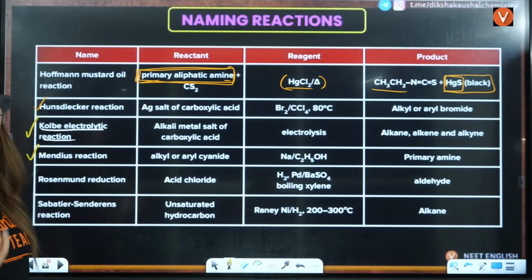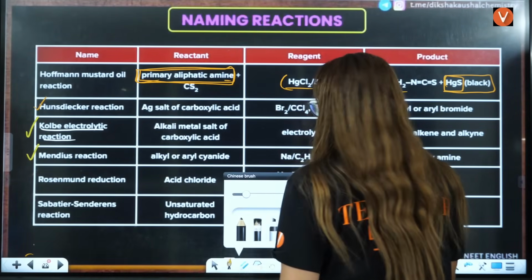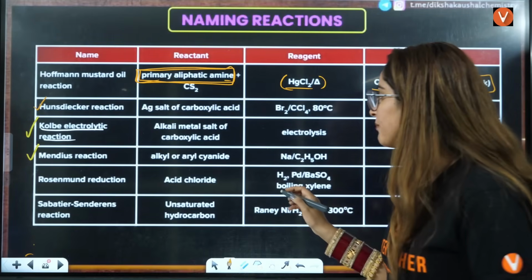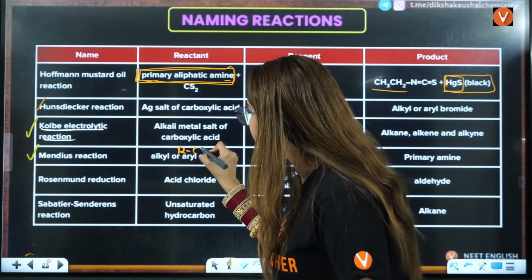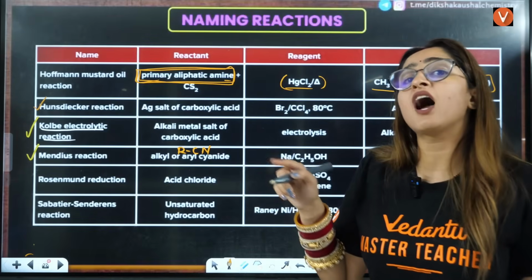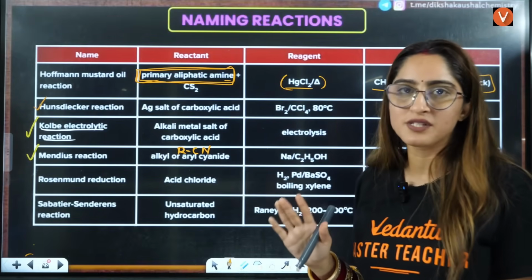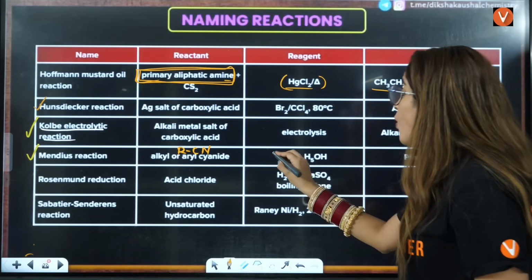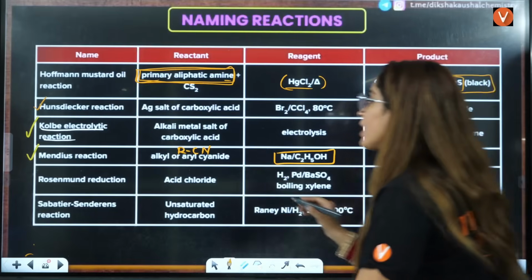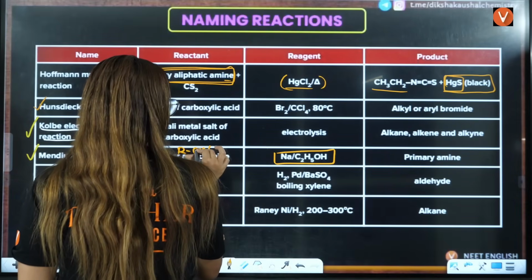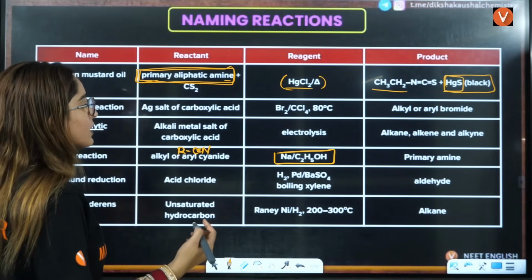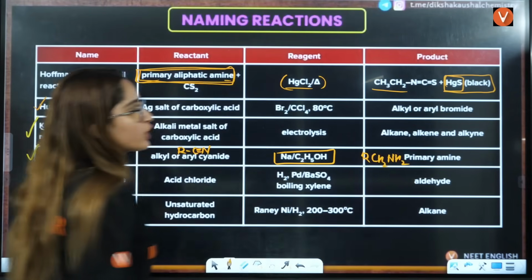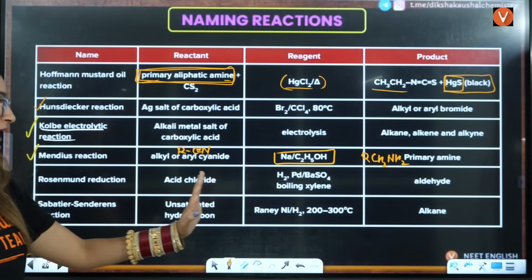Then there is Mendius reduction. In Mendius reduction, what you have? Aryl cyanide. Cyanide means either you will have RC triple bond N, or you will have Ar, that means benzene ring, then you have CN. Now what will happen when you add sodium in presence of ethanol? Pi bonds will break, okay? These pi bonds will break here, and hence you will have the formation of RCH2NH2. That is what you will have when you add ethanol and Na, right?